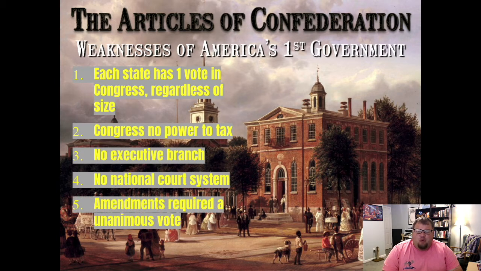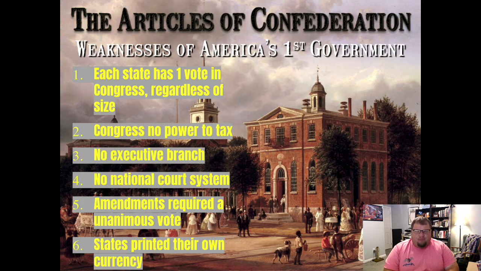And also, amendments required a unanimous vote. So, if we wanted to add anything to the Articles of Confederation, it took 13 out of 13 votes for it to be added. And so, lastly, states printed their own money. So, at this point, we're seeing that there are deficiencies within the government, and it's creating many issues within the states. And so, these issues are going to cause problems within our country.